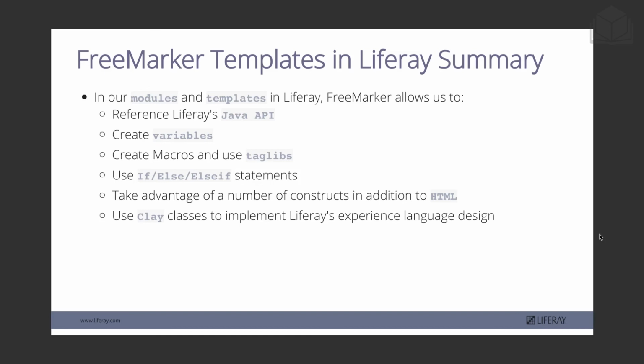We can create macros and use tag libs, and we can take advantage of the if, else, else if statements, and use those along with our variables to do some cool stuff, as we'll see later on. We can also use a number of the different constructs within our HTML, all embedded throughout our Freemarker templates, and take advantage of those classes. That's what we're going to do next. In the next section, we're going to start building a theme project together. We will see all of these different frameworks in use, and we will create something beautiful that we can use for the Livingston Hotels and Resorts site.